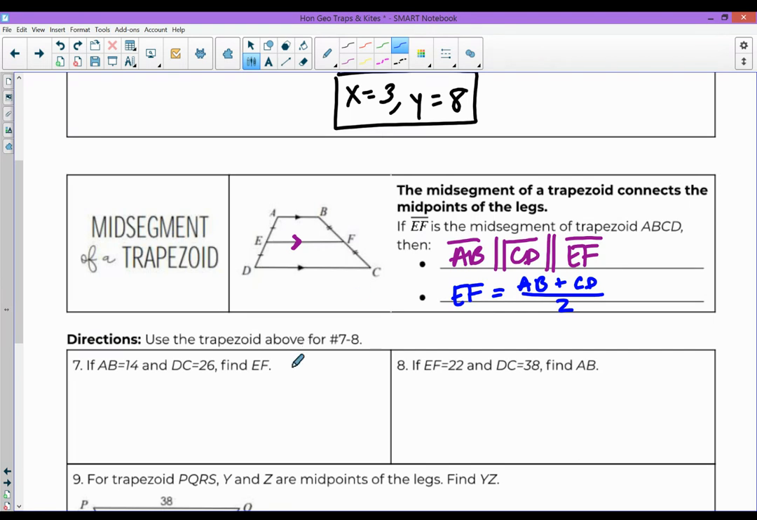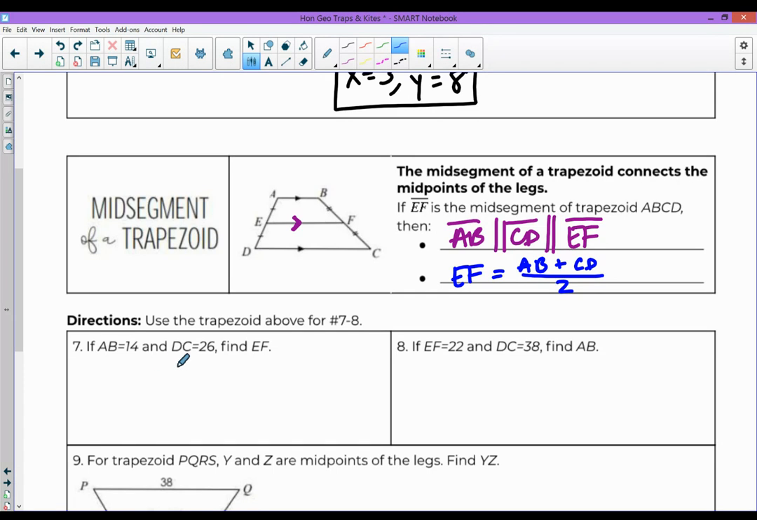All right, so here we go. I'm using this trapezoid up here to answer these two questions. If the measure of AB is 14, and DC is 26, find the measure of EF. So I'm just plugging that into this formula that we already used here. So that's 40 divided by 2, which is 20. That makes sense because that's halfway between 14 and 26, making it the average.